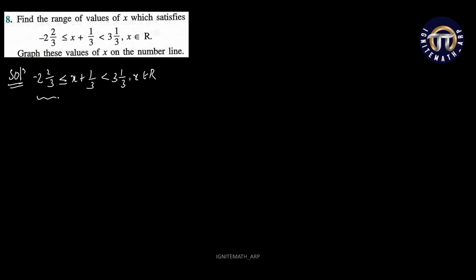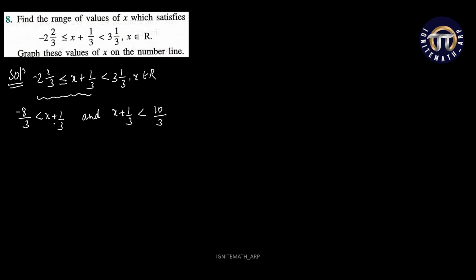So now I will write this part of the inequation as, see, 2 3 is a 6, 6 plus 2 is 8. So minus 8 by 3, then x plus 1 by 3 as it is, and I'll write x plus 1 by 3 as it is, smaller than, this can be written as 10 by 3, mixed fraction converted to improper fraction.